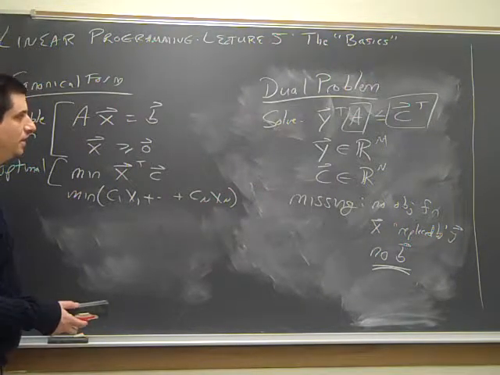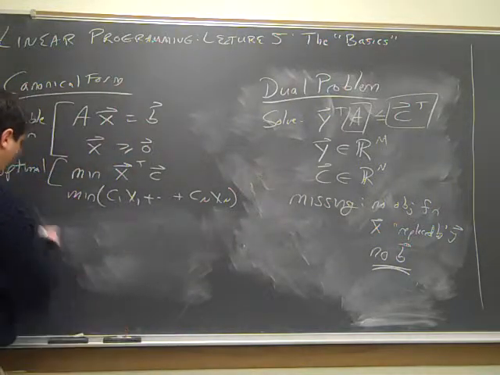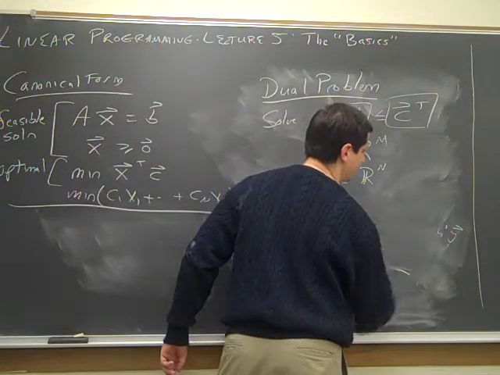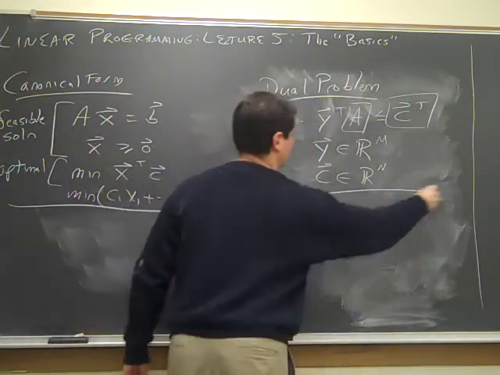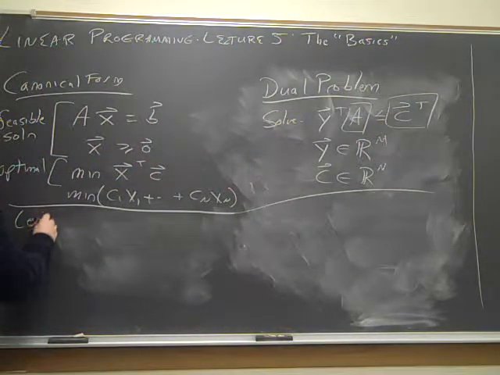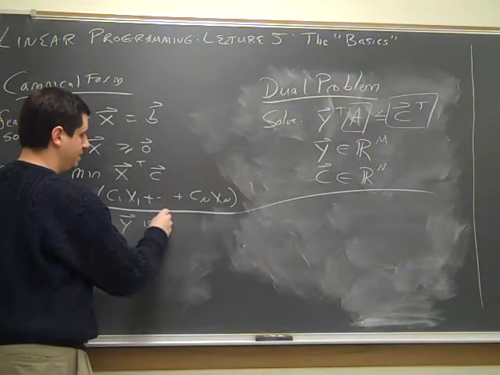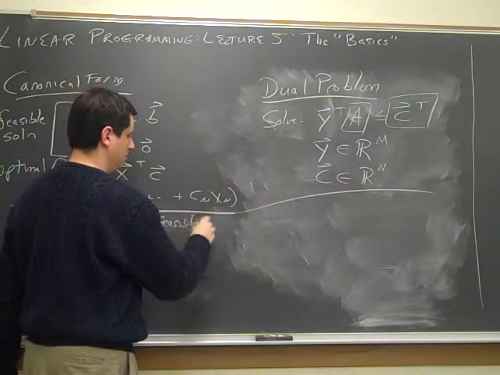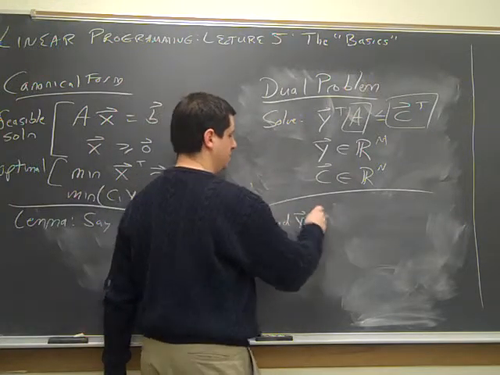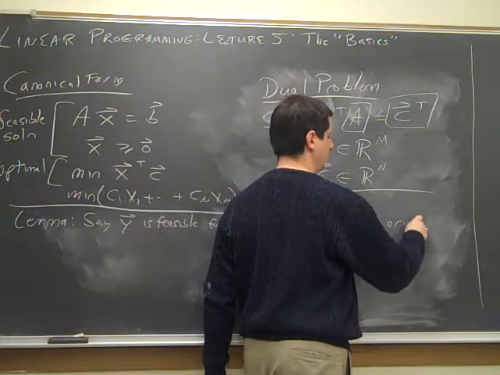Okay, so now the problem is we have very limited blackboard room. I'll try to do it down here so we can keep everything, and I'll fill in the missing space. So we have the following lemma. Say y is feasible for the dual, and x is feasible for the original problem.